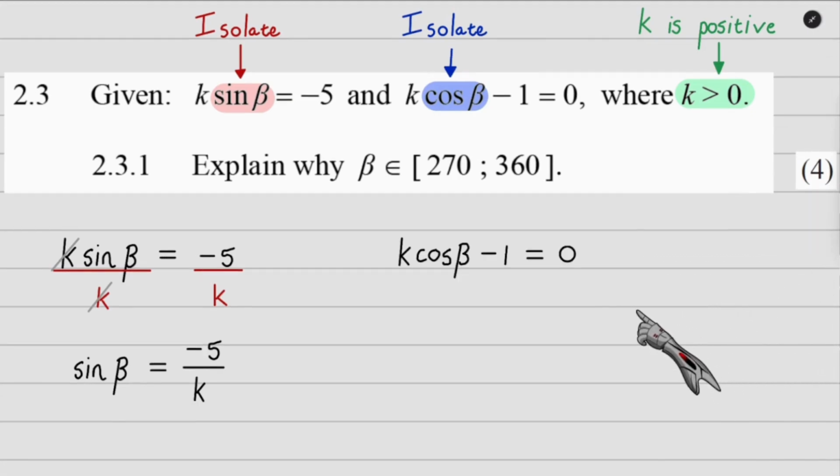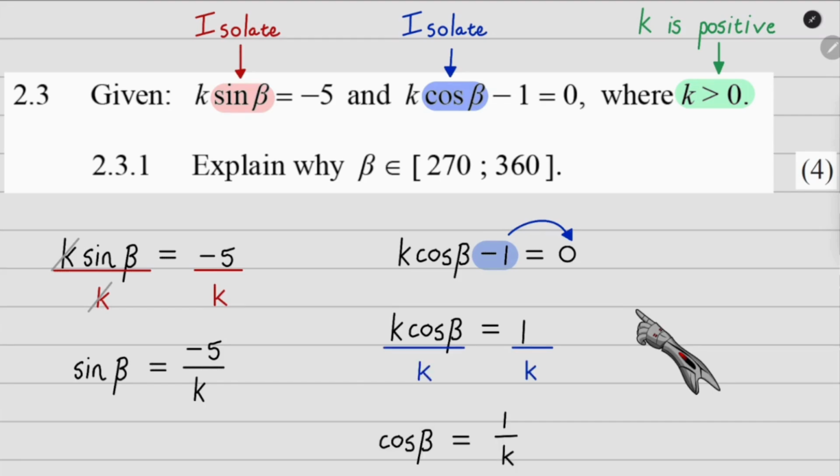Okay, now to isolate cos beta over here, I'm going to take that minus 1 over, and it becomes plus 1. And 0 plus 1 is just 1, so we get k cos beta equals 1. I then divide both sides by k, and then the k's on the left hand side cancel, and I'm just left with cos beta equals 1 over k. And now what I'm going to do is analyze these statements and use my cast diagram to explain why beta is sitting in between 270 and 360.